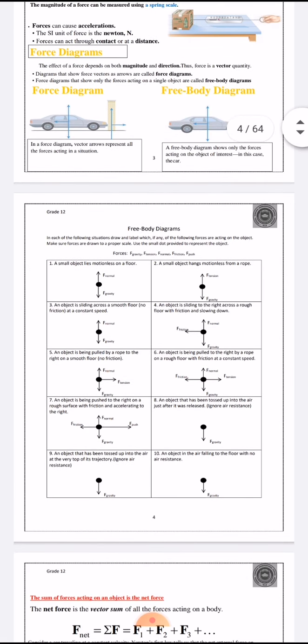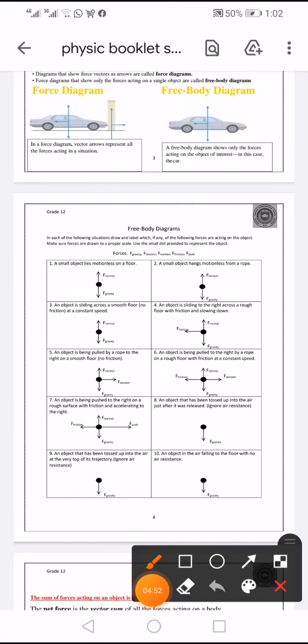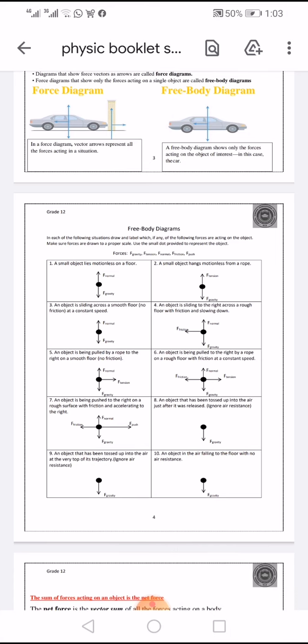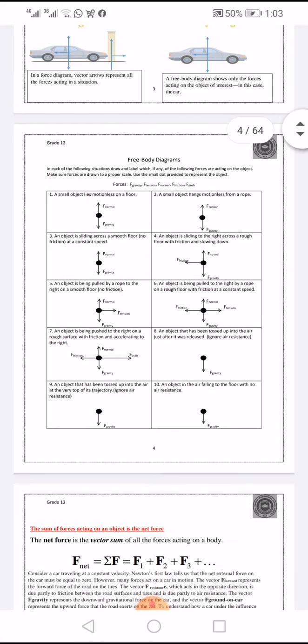An object that has been tossed up into the air just after it was released, ignoring air resistance. There is no air resistance, so it is affected by force of gravity only. An object tossed up into the air at the very top of its trajectory. Ignore air resistance, so it is affected only by force of gravity. An object in the air falling to the floor with no resistance is also affected by force of gravity.